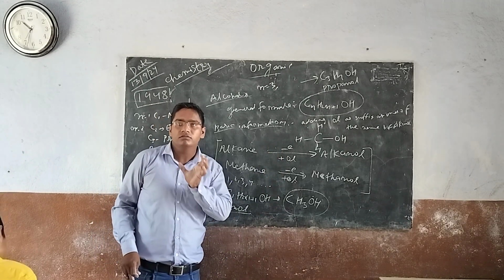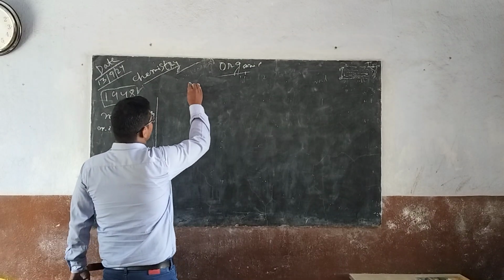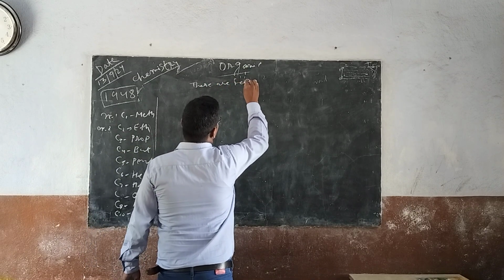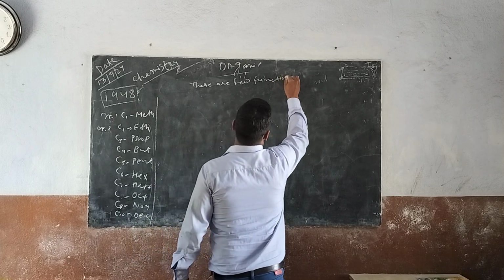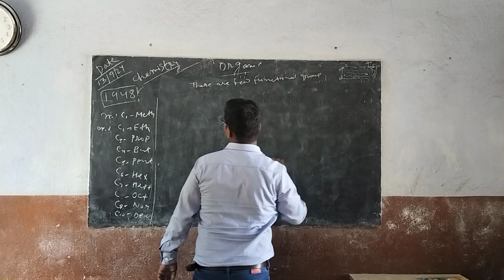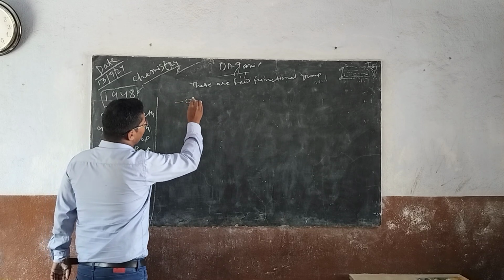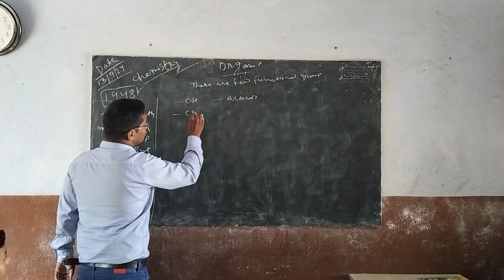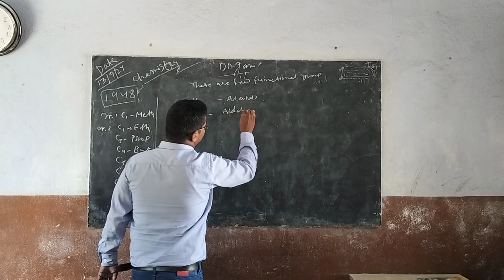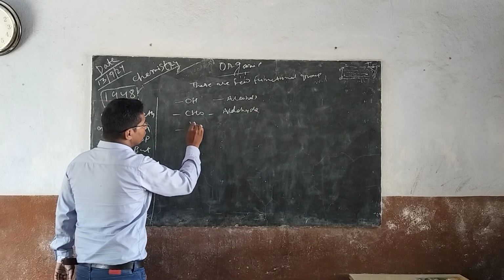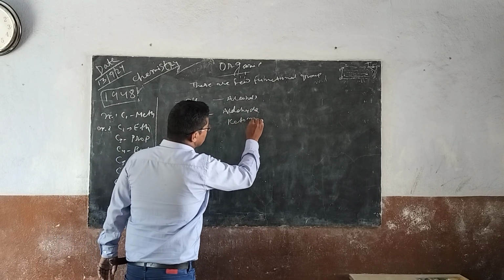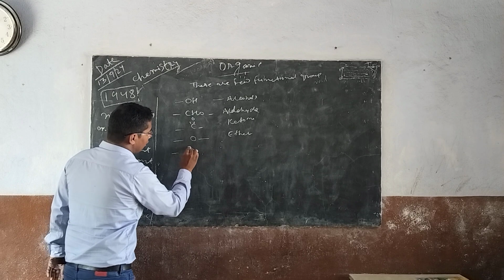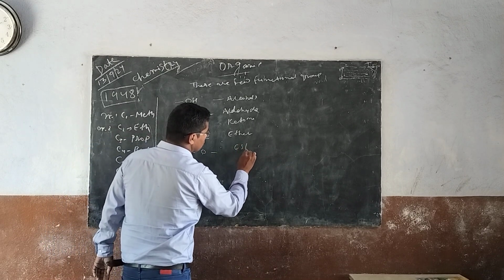Please note down all these. These are a few functional groups: OH, alcohol; CHO, aldehyde; CO, ketone; O, ether; COO, ester; COOH, carboxylic acid.